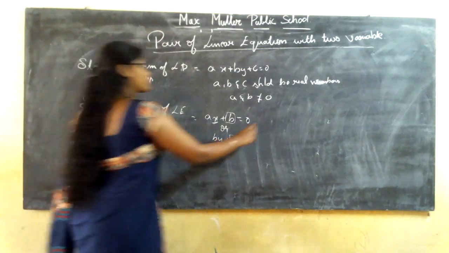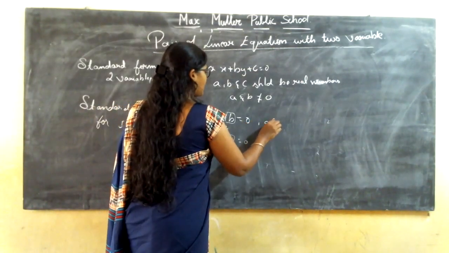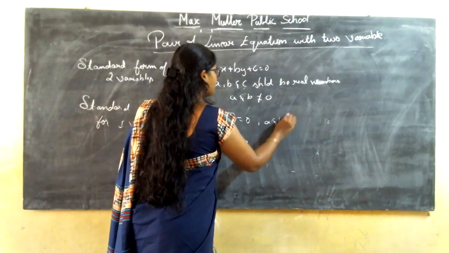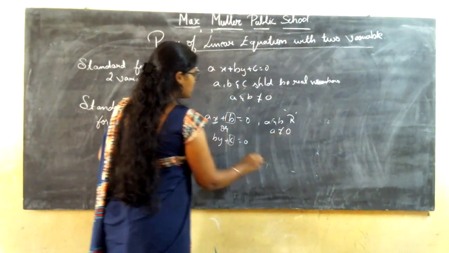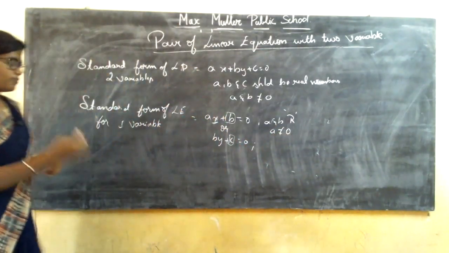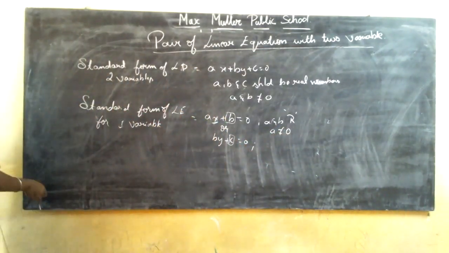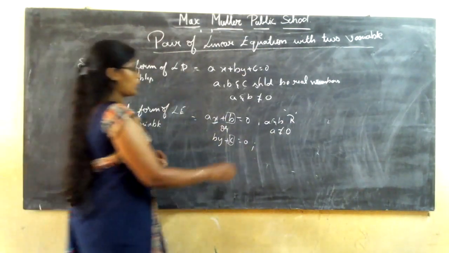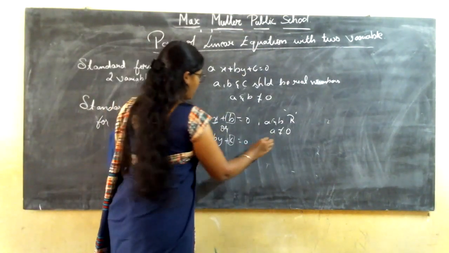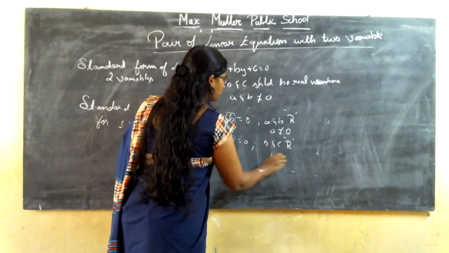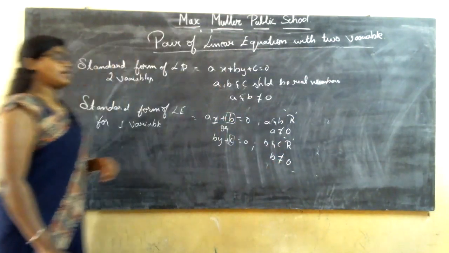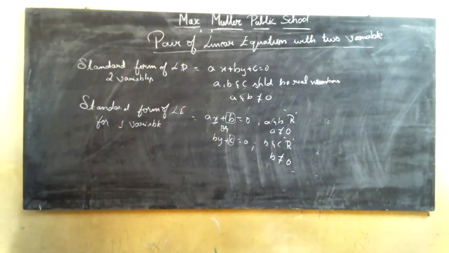Then what is the condition here? a and b should be real numbers, then a should not be equal to 0. If they have given it in the form of by plus c equal to 0, then what will be the condition? b and c should be real numbers and b should not be equal to 0. Yes? Did you understand the standard form of a linear equation for two variables and for a single variable?